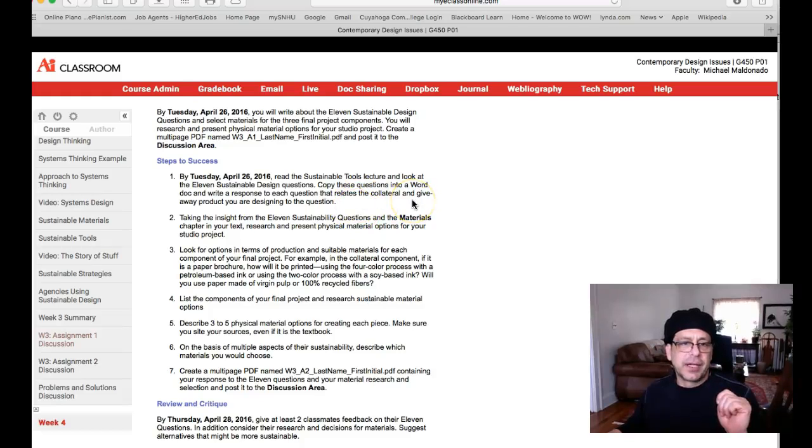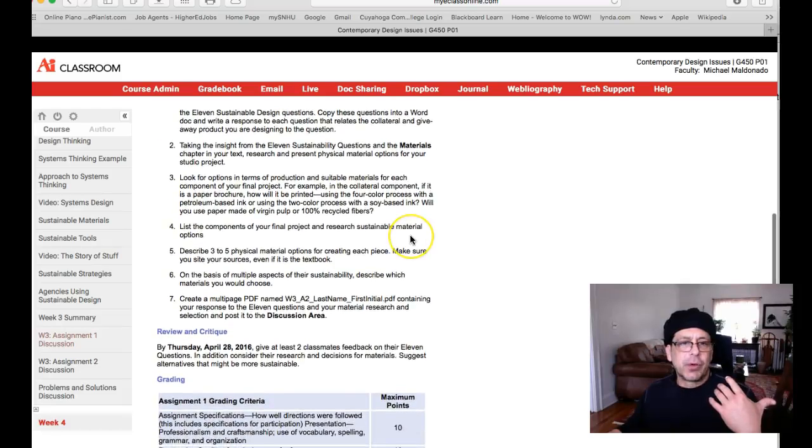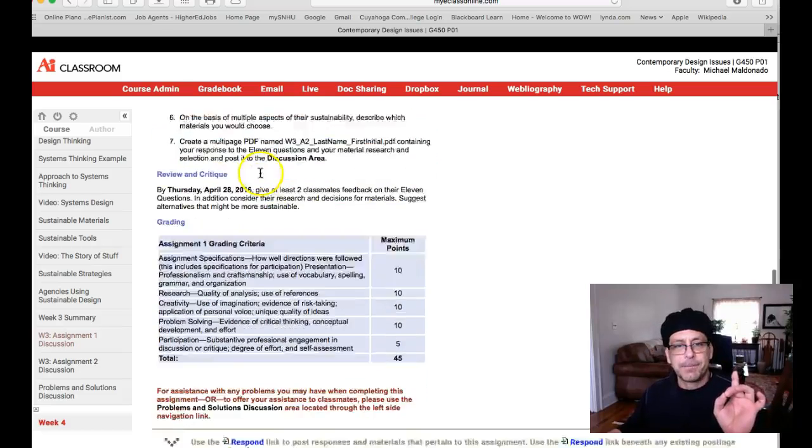Each question that relates to a giveaway product, the collateral giveaway products that you guys are designing for your final course project. Look at the options in terms of production and suitable materials for each component. Very important. Very important. Look, folks, the rest is self-explanatory. Oh, by the way, guys, describe 3 to 5 physical material options for creating each piece. Be sure to cite your sources, okay?